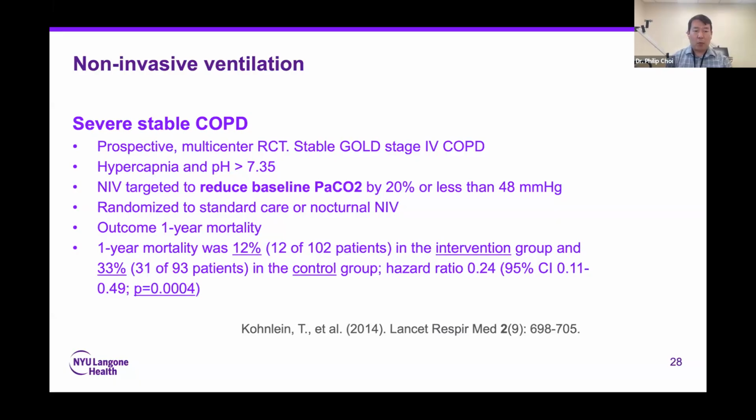And what they found was that the 1-year mortality was 12% in the intervention group and 33% in the control group, with a hazard ratio of 0.24. And this was statistically significant. So really one of the first studies to show that NIV in COPD had a mortality benefit. And again, I think one of the things that's not talked about as much is that their NIV was used to reduce their baseline PCO2.